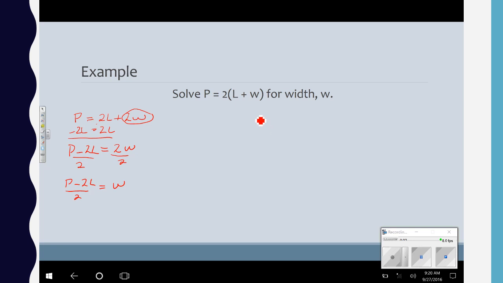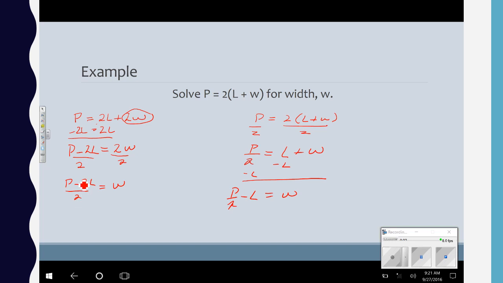If I approach this a different way, my answer might look a little bit different. I can, if I wanted to, divide everything by 2 first, because this is just multiplication. So if I divide everything by 2, I'm going to get P divided by 2 equals L plus W. And now all I need to do is subtract L from both sides. So I get P divided by 2 minus L equals W. Now these look like different answers, different equations, but they're really the same. All of these are equivalent.